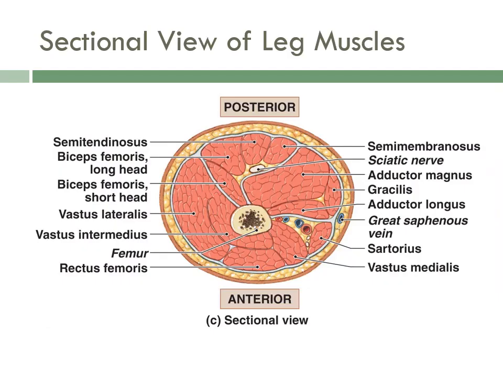Here's a sectional view of the leg. So you see the femur back here, and then you've got the hamstrings on the posterior surface and the quadriceps muscles on the anterior surface. Then you have the adductors on the medial surface, and, what do we have over here, vastus lateralis. So these are still quadriceps all over here.